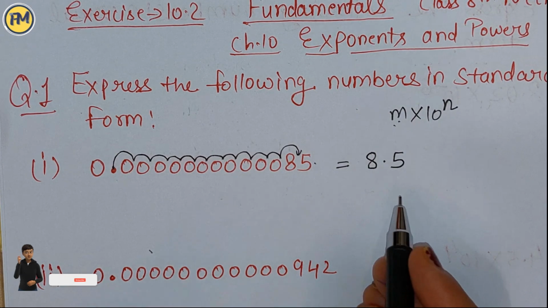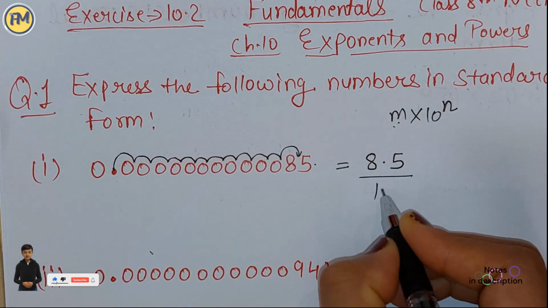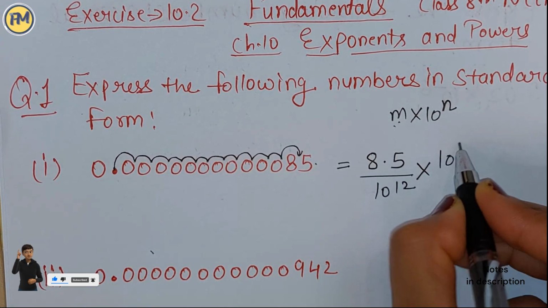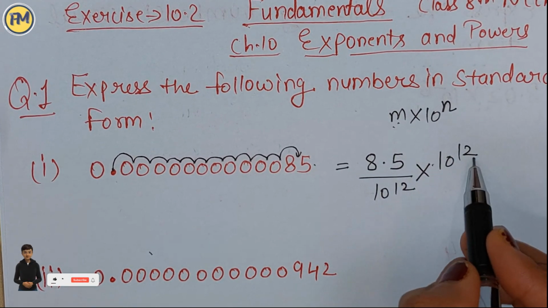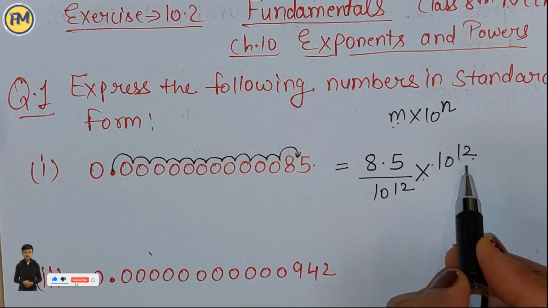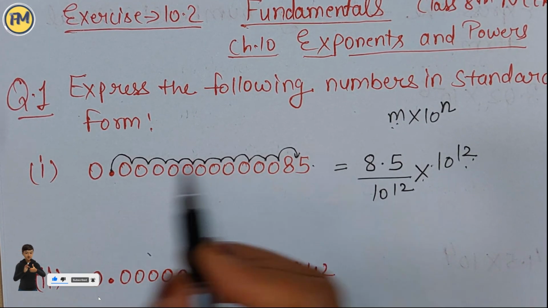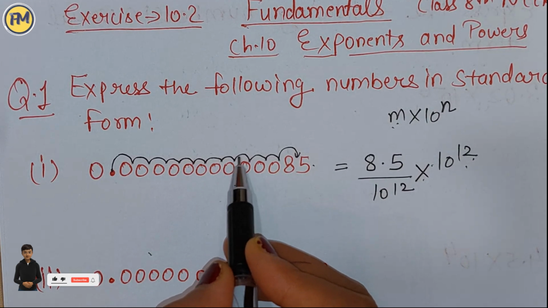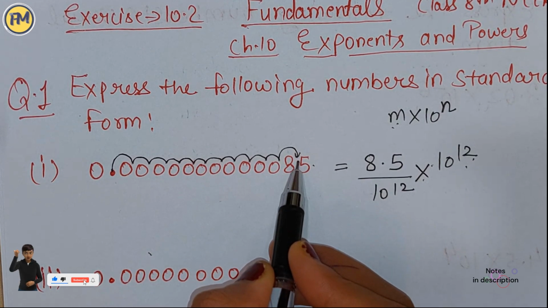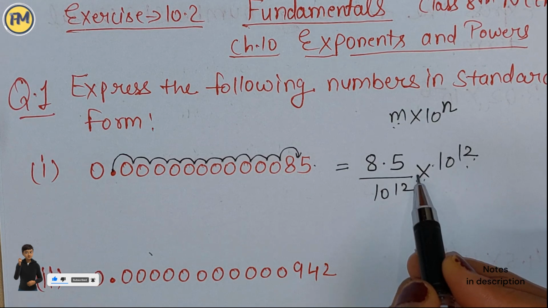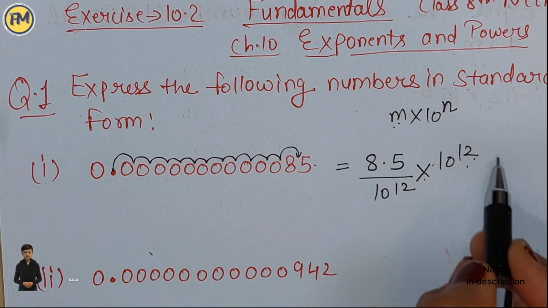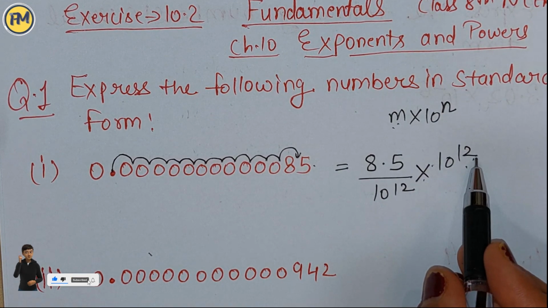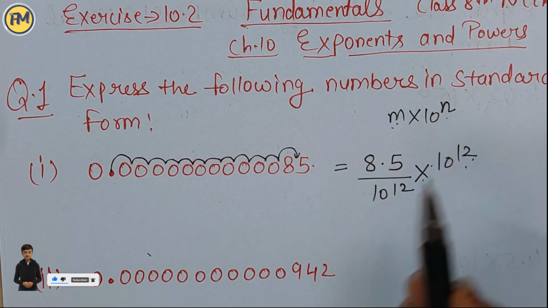So you have to divide by 10 to the power 12 and multiply by 10 raised to the power 12, because there are 12 steps: 1, 2, 3, 4, 5, 6, 7, 8, 9, 10, 11, 12. So there is no need to write 0, 0, 0, 0 twelve times. Directly you can write 10 raised to the power 12, because we want the number in this form.